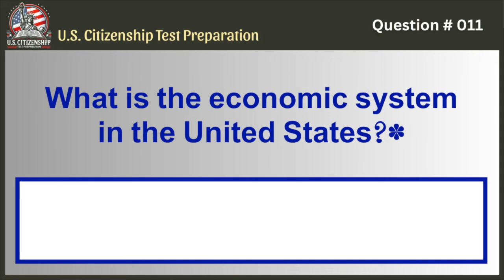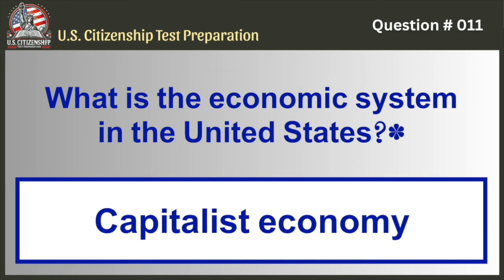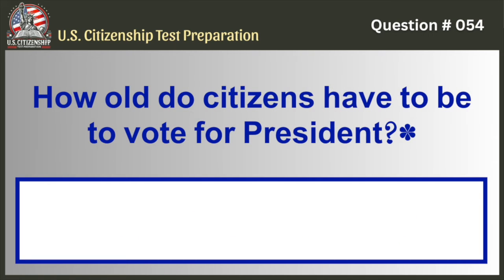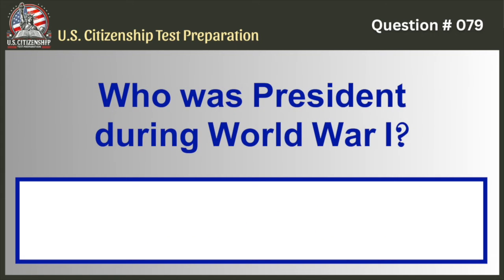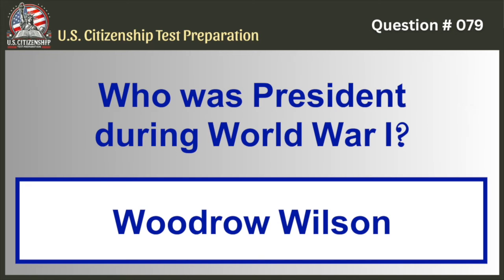What is the economic system in the United States? Capitalist economy. How old do citizens have to be to vote for president? 18 and older. Who was president during World War I? Woodrow Wilson.